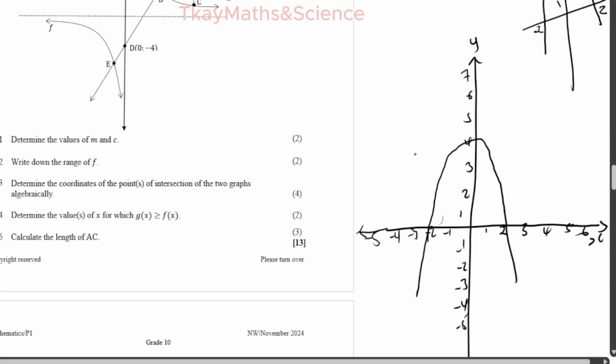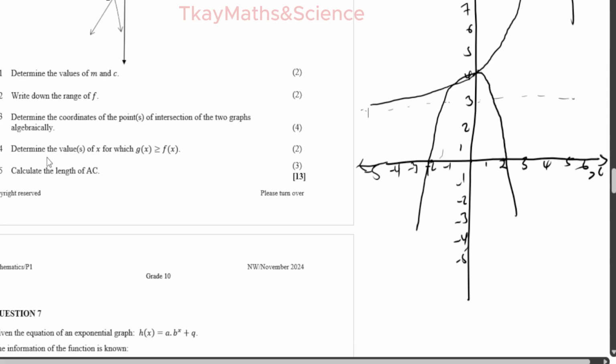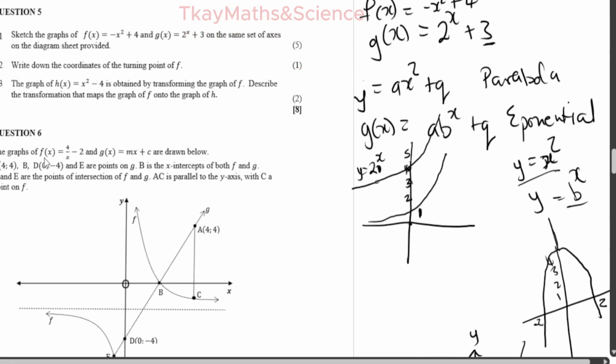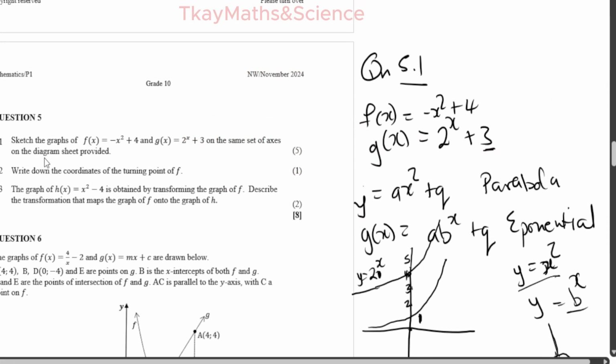And also our exponential, because now it's going to cut at 4 here. It's going to go like this, and the asymptote is never going to cut the 1 unit, which was at 0. Now it's 3 units upwards, so it's going to come like this. So that's the sketch. Now we can go down to the next one.